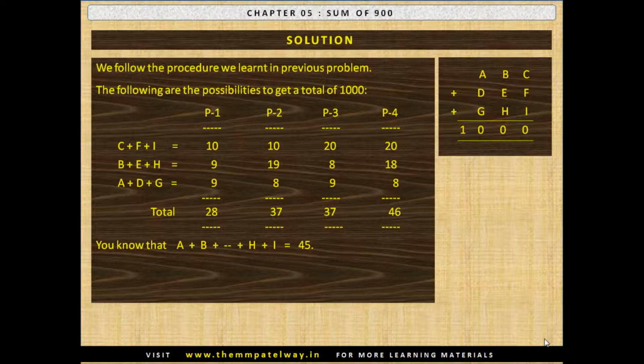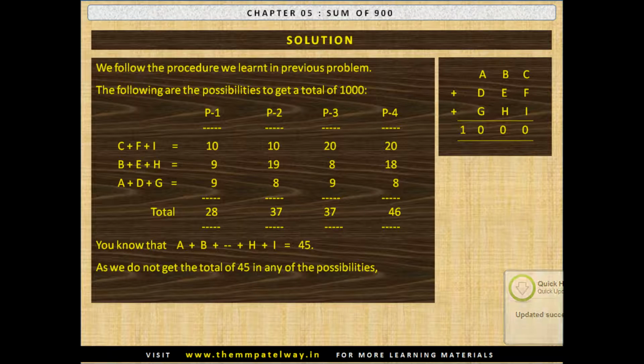You know that A plus B plus up to I, that is the sum of 1 through 9, equals 45. If you see the 4 possibilities, we do not get the total of 45 in any of the possibilities. Naturally, under the given conditions, it's not possible to get a total of 1000.